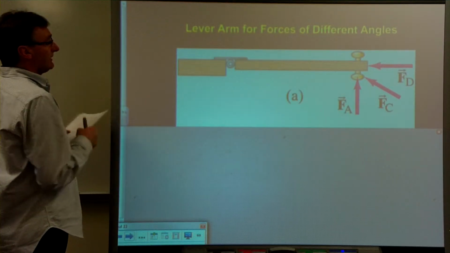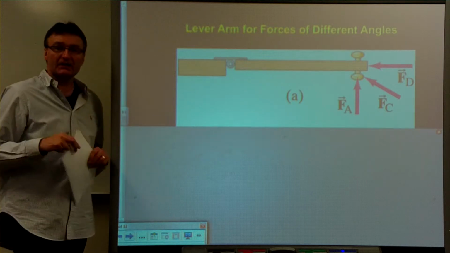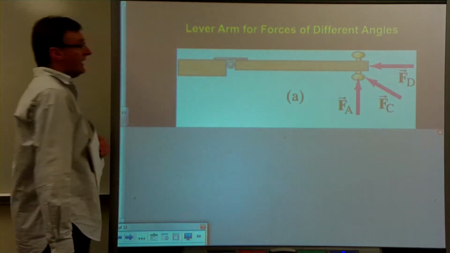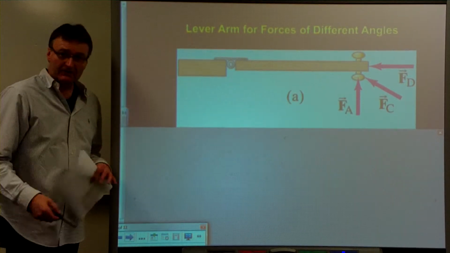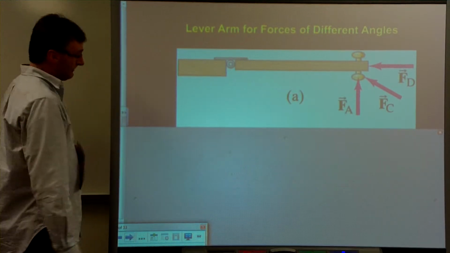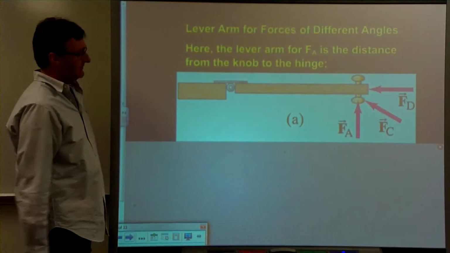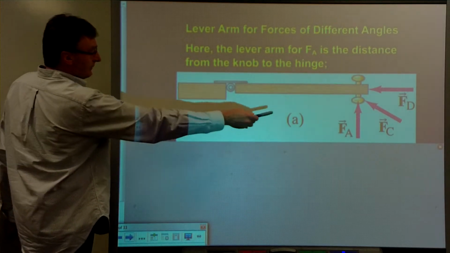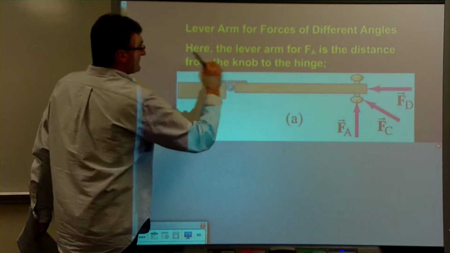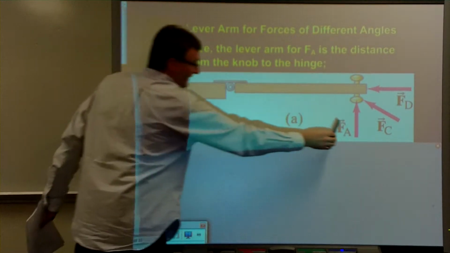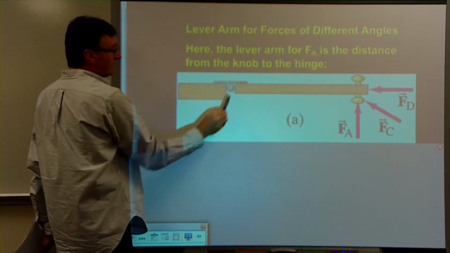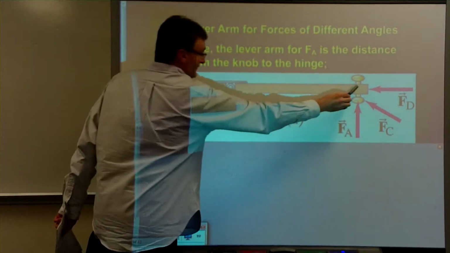All right, so lever arms at different angles. Unfortunately, your force is not always going to be perpendicular like this one right here. And so we do deal with components, unfortunately. So components are going to show up once again when we deal with torques. So here, with force A, the distance from the knob to the hinge is the lever arm. Because this is perpendicular to the pivot point, we just simply use this distance right here.